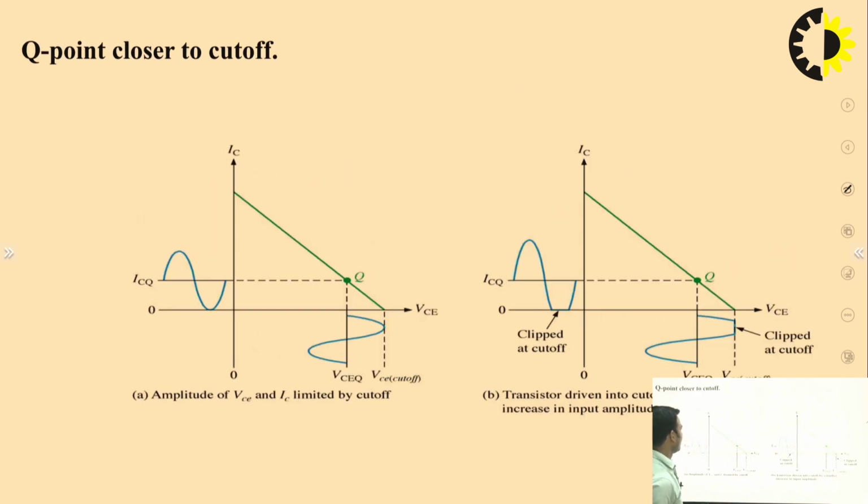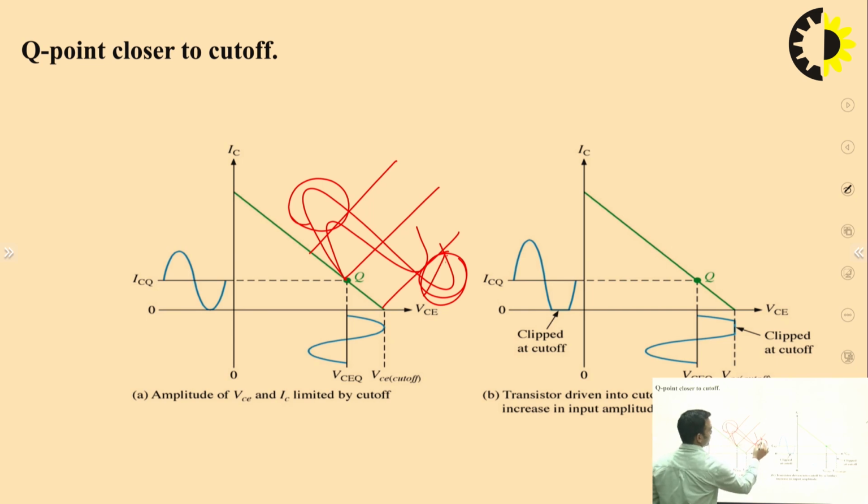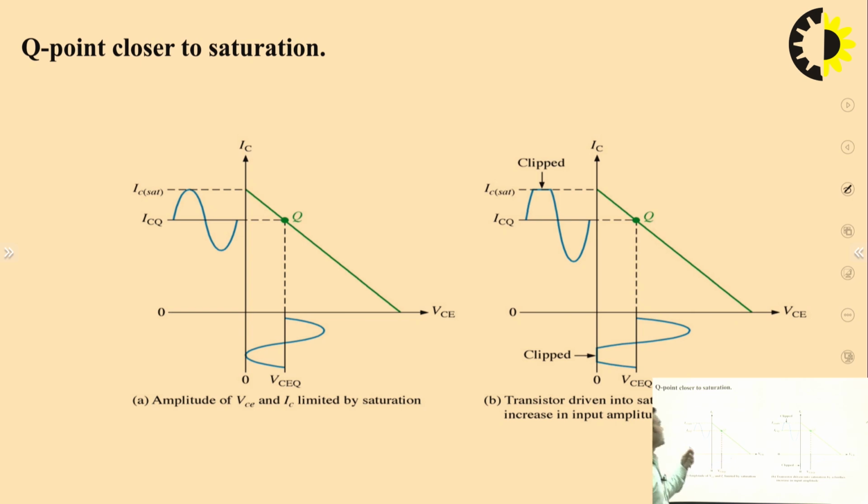There is another possibility that you will shift the Q point towards X axis. In this case, what will happen? If you will increase the amplitude, then there are the chances that only this portion will be clipped. This portion will not be clipped. This portion will be clipped, as you can see here. If you will shift point closer to the saturation region, then in this way we will get the output, and there are the chances that this part will get clipped.